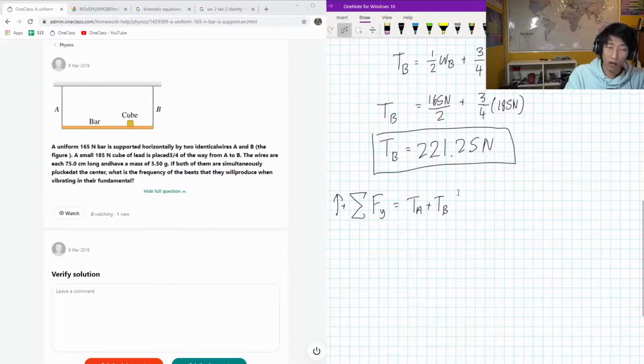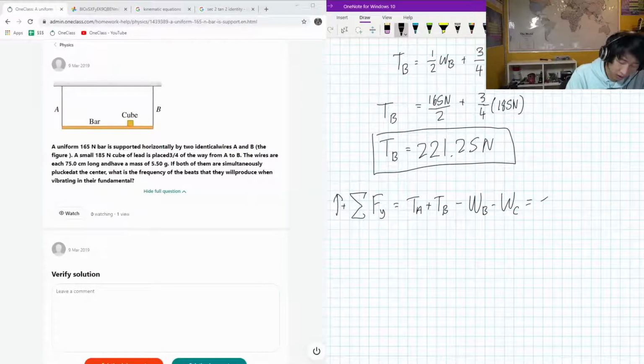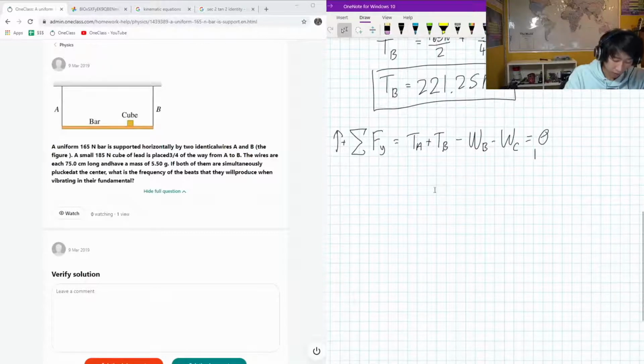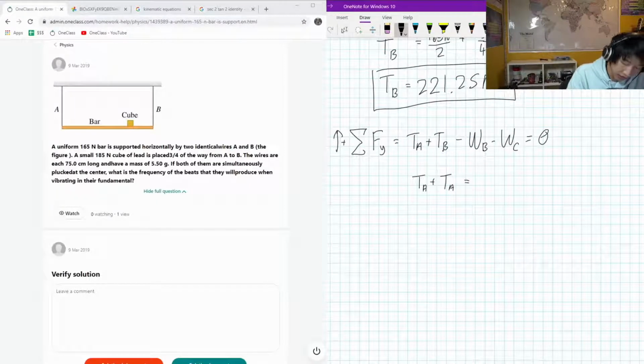So that's going to be minus weight of the bar minus weight of the cube, and that is all equal to 0. Okay, so we can see that the tension forces balance out to be perfectly equal to the weight forces. And they're both going to be positive once we bring them to the other side. So we just calculated TB.